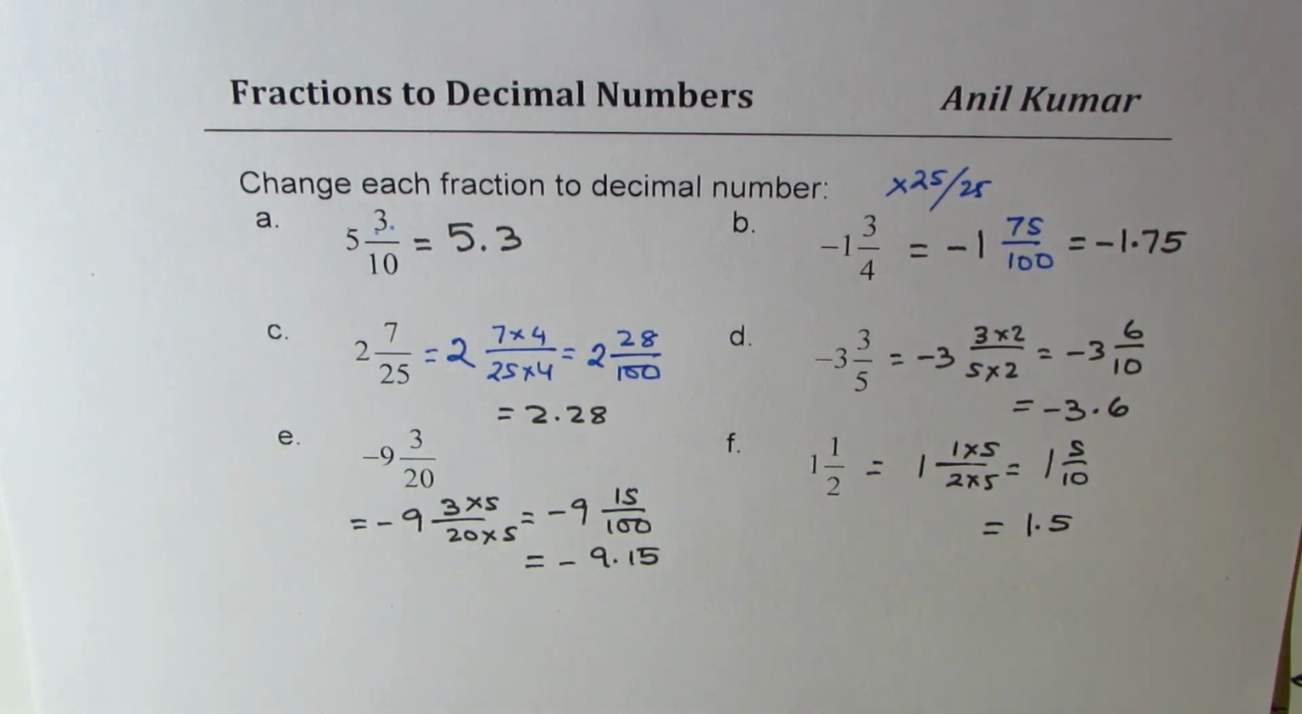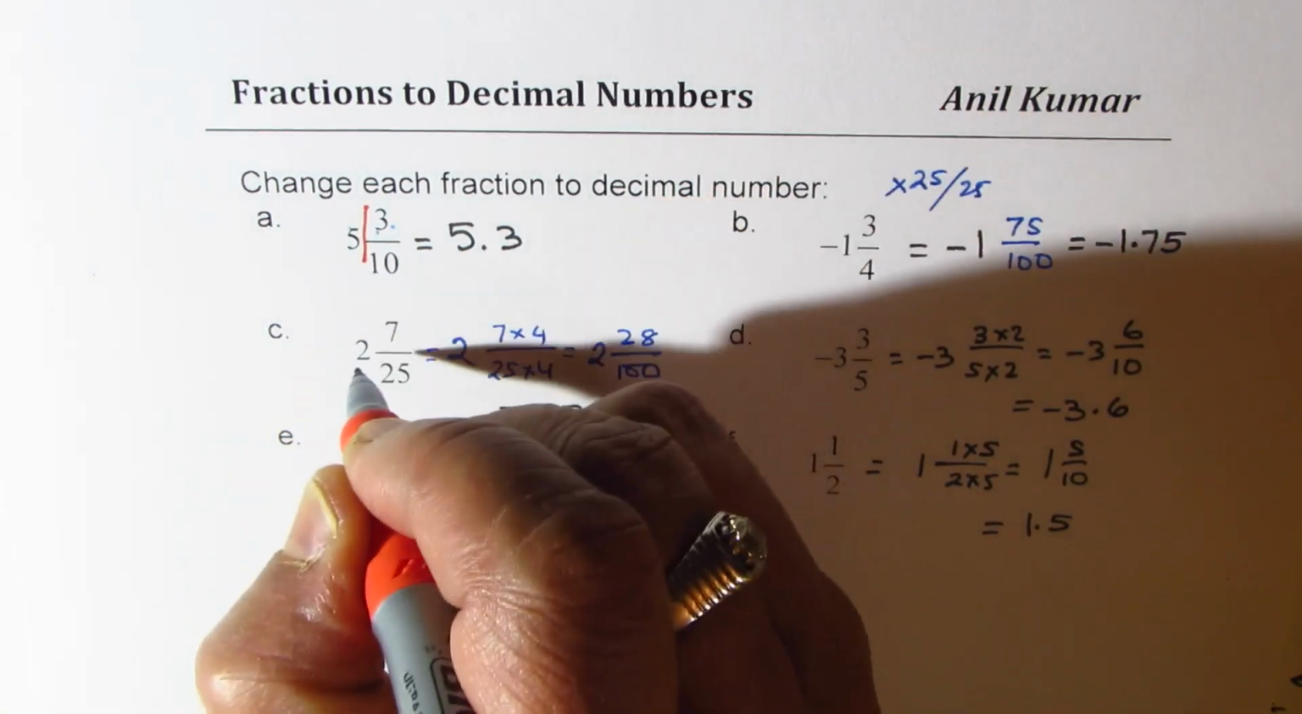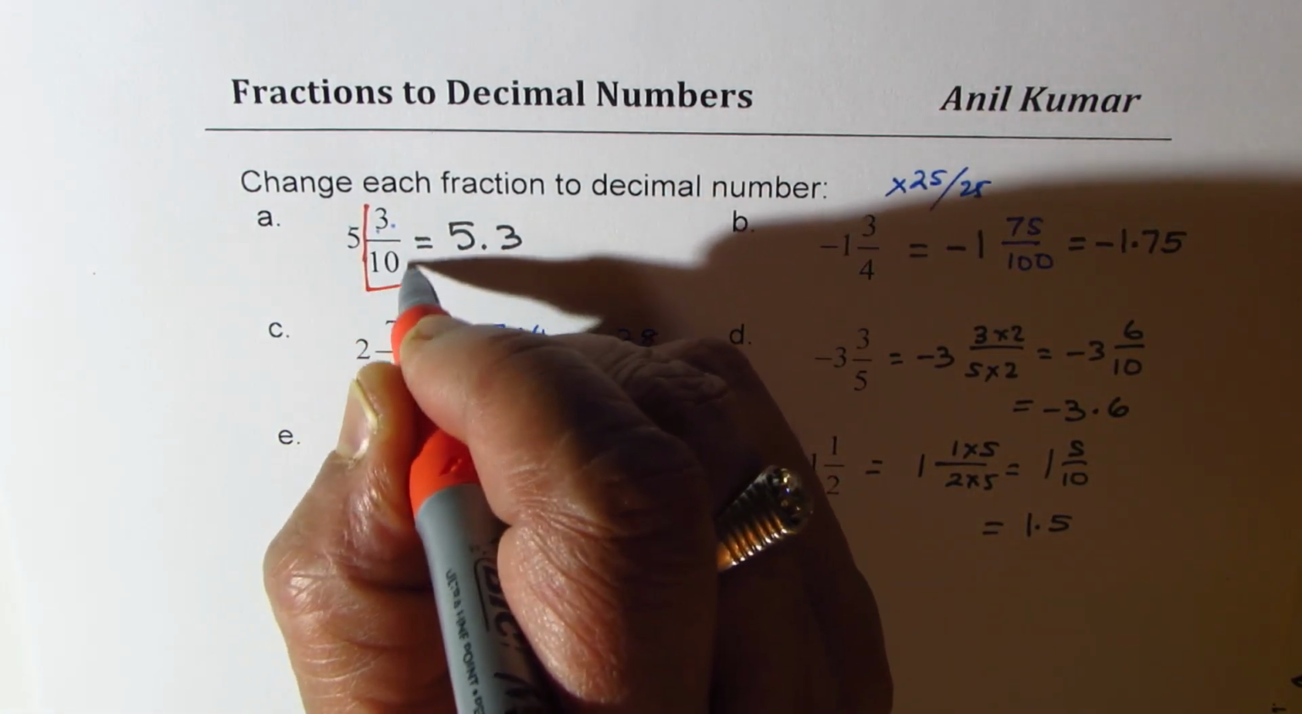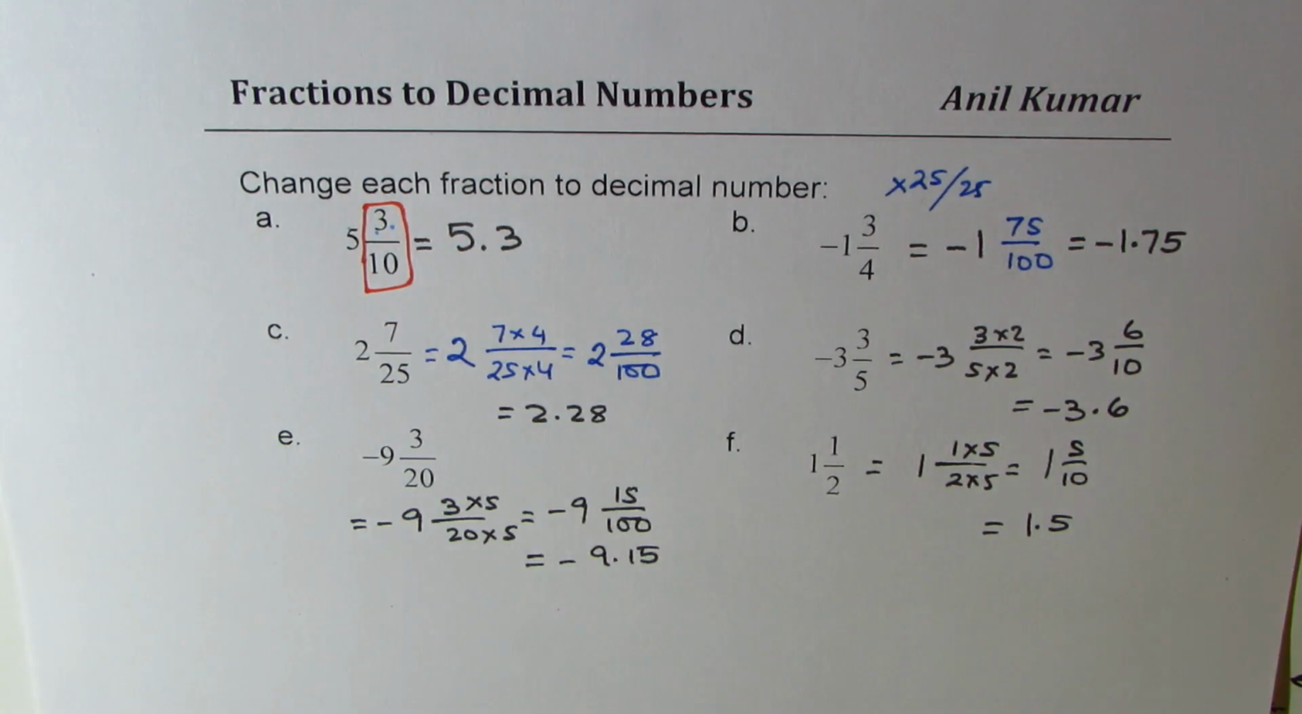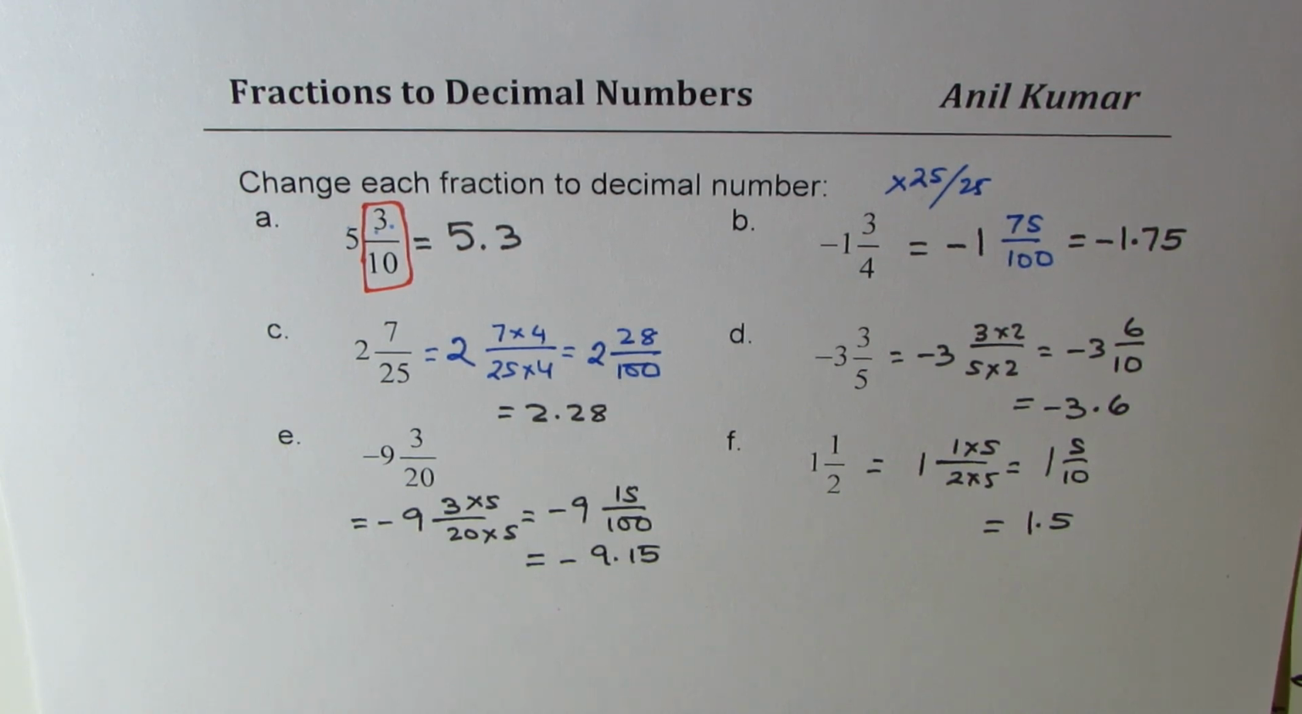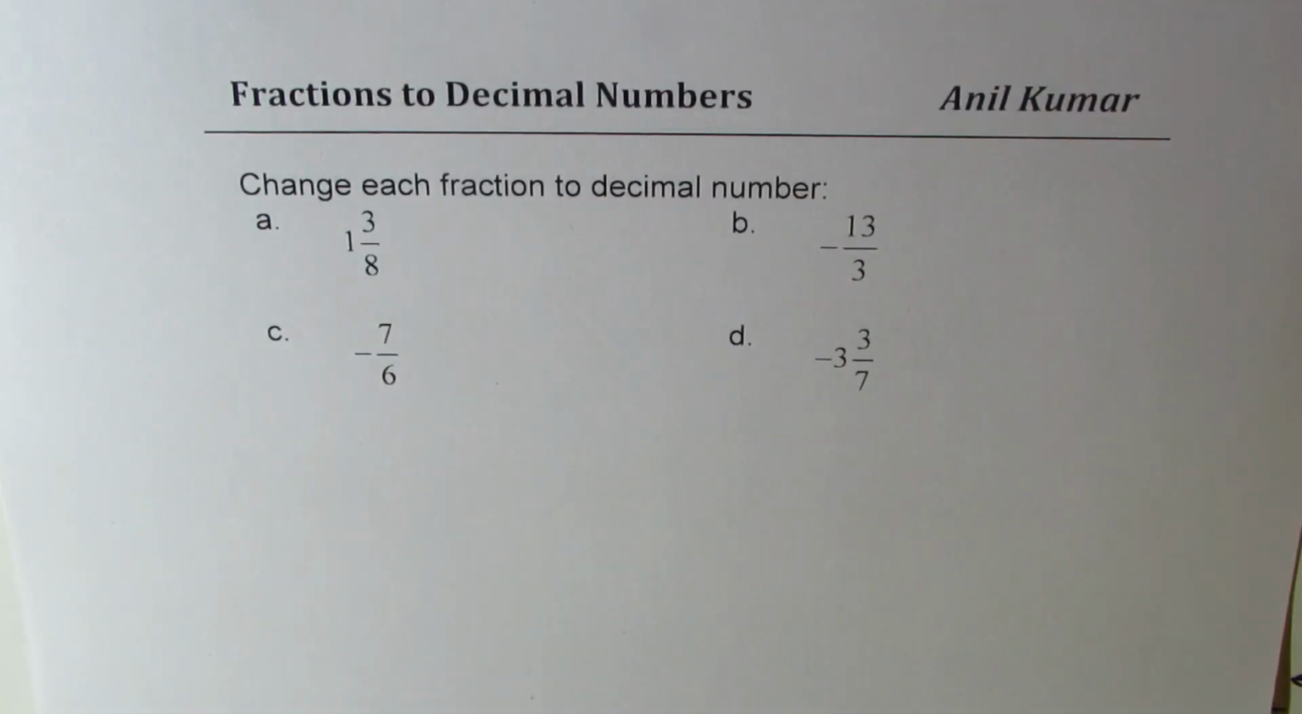So it's kind of tricky, but remember, you have to keep the whole number as such, right? And for the rest of the part, do as we did in the previous example. Make the denominator a multiple of 10, okay? Now here are a few more questions which you could practice on your own. We'll take them in the next video.